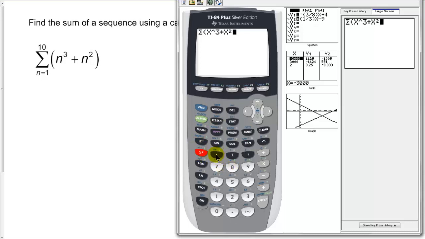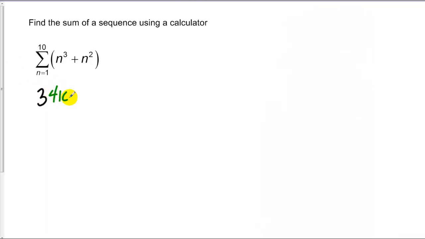And then after you've written your formula, you're going to put a comma, followed by the variable you're using in this case, or the counter. And that's going to be x. And then you're going to tell the calculator where to start. We're going to start at x equals 1 and put a comma again. And you tell the calculator where to stop. We're going to go to 10. Close your parentheses, hit enter, and it will calculate everything for you. So the answer in this case is 3,410. And that's how you use your calculator to find a sum.